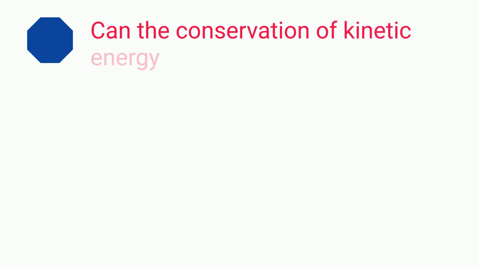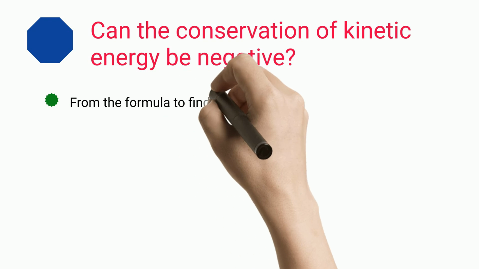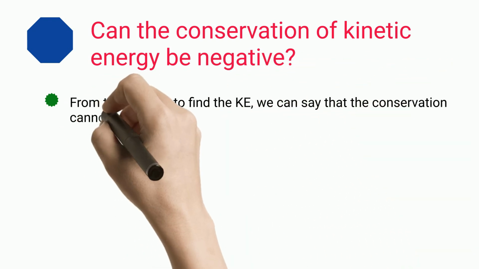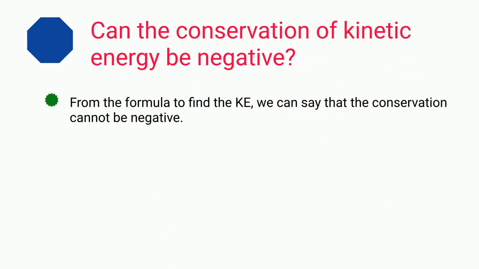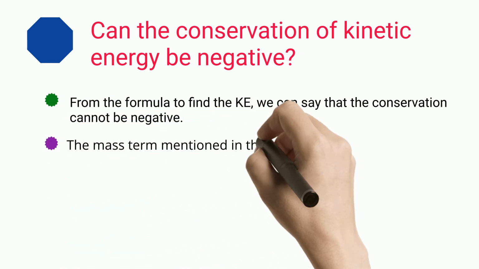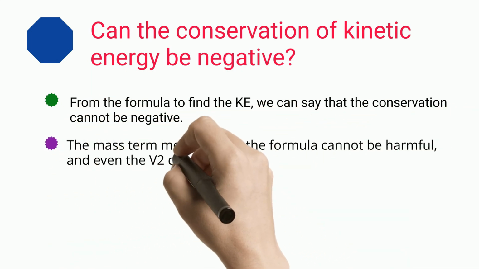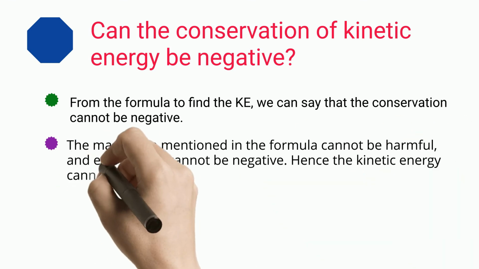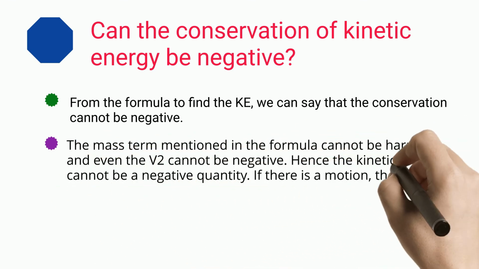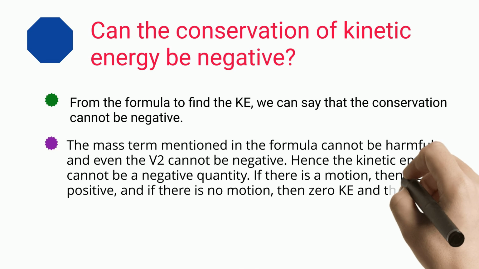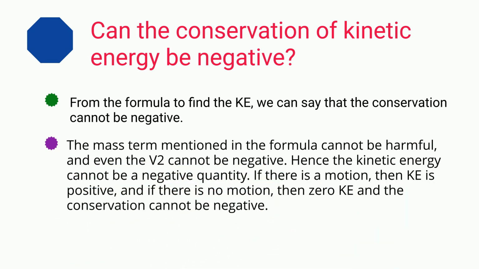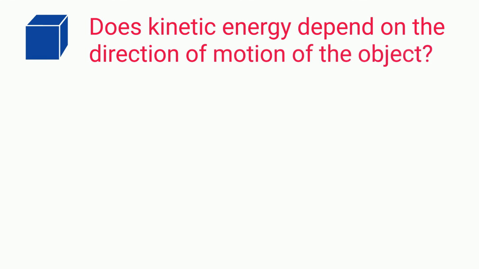Can the conservation of kinetic energy be negative? From the formula to find the KE, we can say that it cannot be negative. The mass term mentioned in the formula cannot be negative, and even the v squared cannot be negative. Hence the kinetic energy cannot be a negative quantity. If there is motion, then KE is positive, and if there is no motion, then KE is 0.